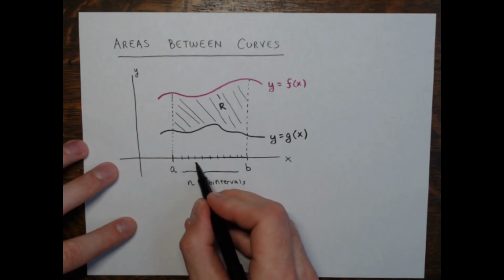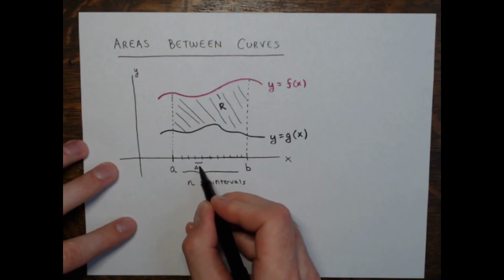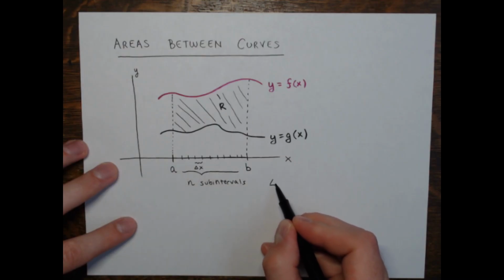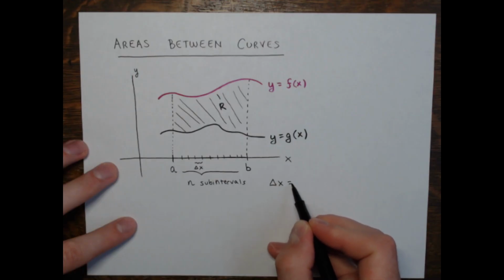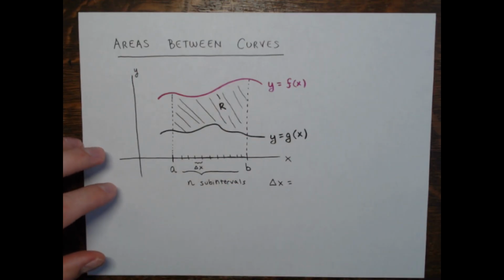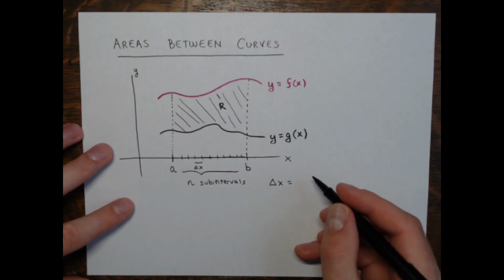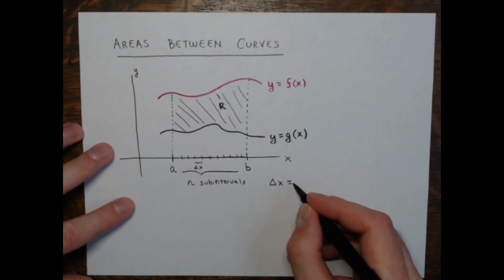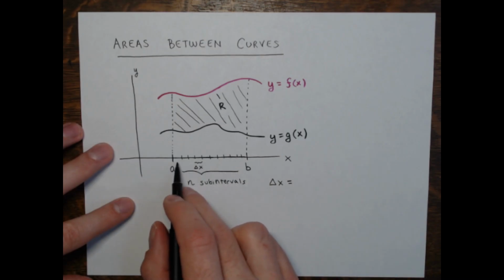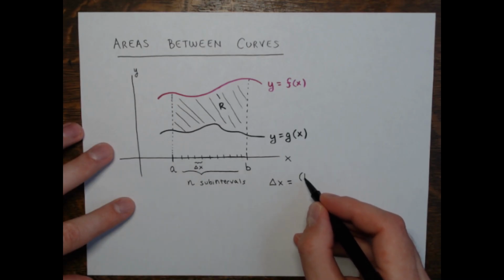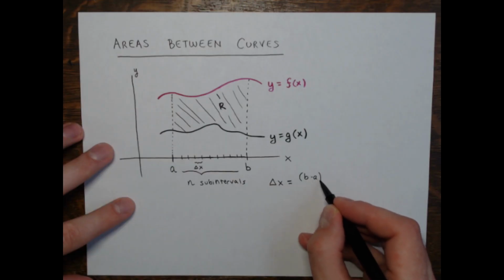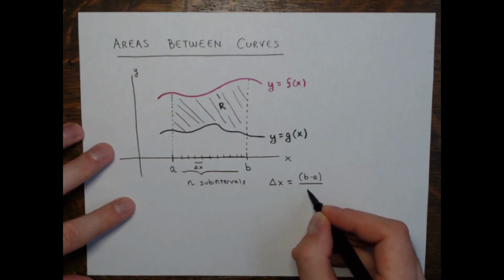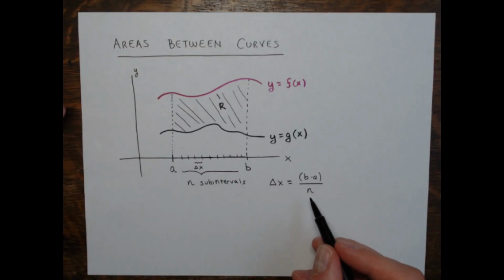And the width of each piece would be some little change in x, right? Remember, this is very similar to what we did for area under a single curve to the x-axis. Say delta x here, every single piece here is going to have the same width. It's the length of the interval, b minus a, divided by however many pieces I want to break it up into, divided by n.